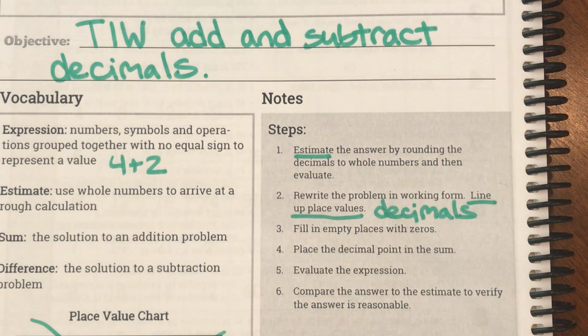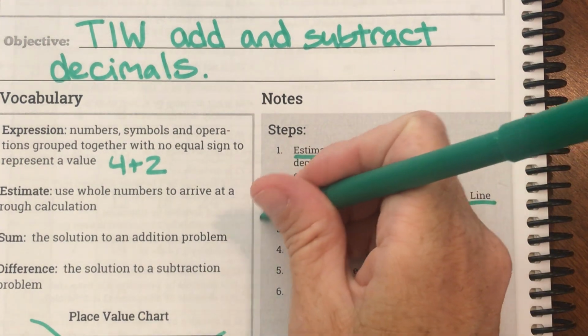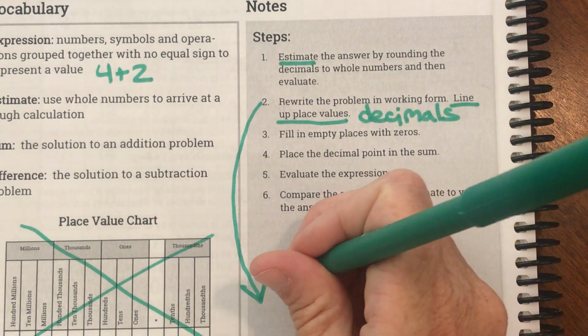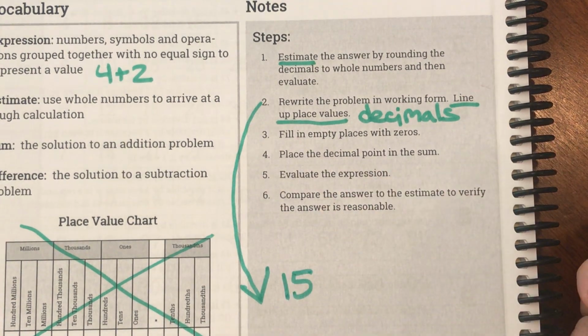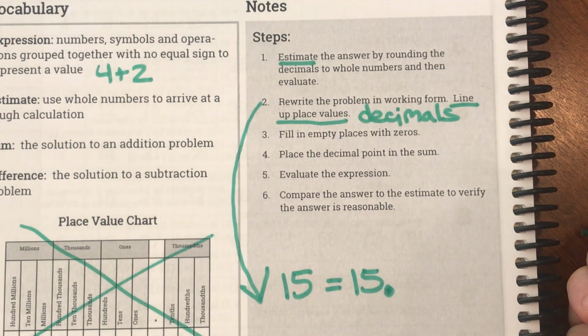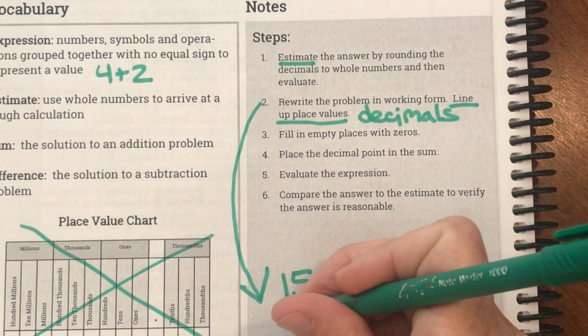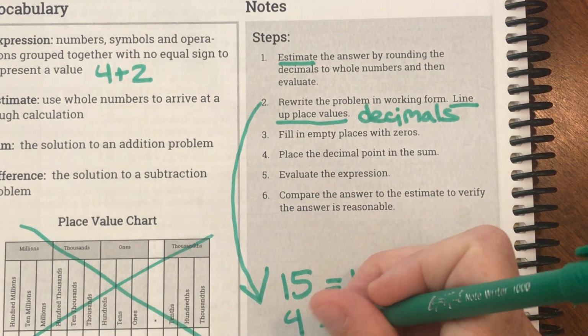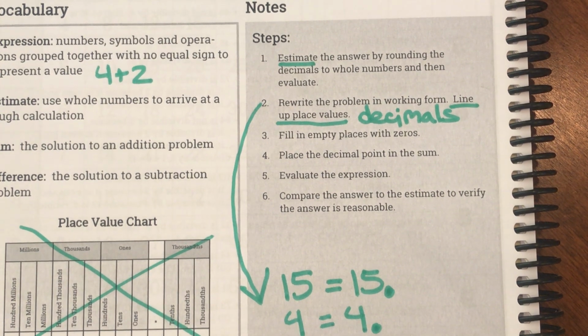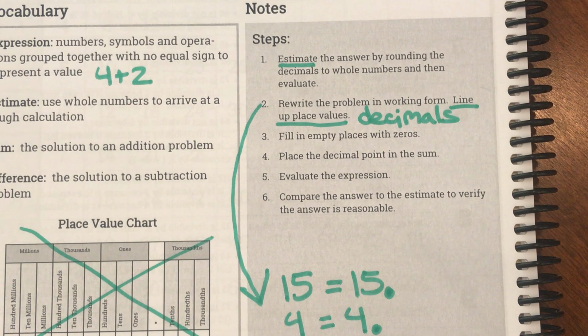Now, if you were ever adding or subtracting a whole number and you didn't have decimals to line up, then you would just simply add a decimal. So if you had a number like 15 and it didn't have a decimal, you always add it to the end because it doesn't change the value. So if you just had 4, then you would put the decimal at the end. So when you rewrite and line up the place values, I just say line up the decimals is the easiest way.